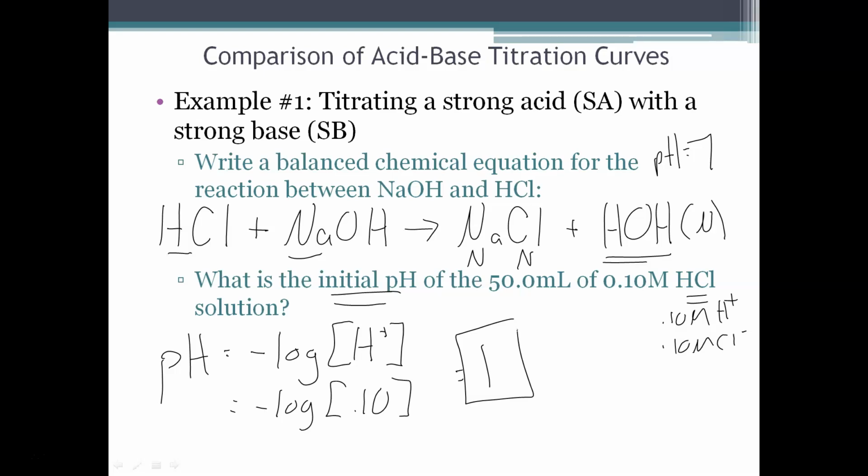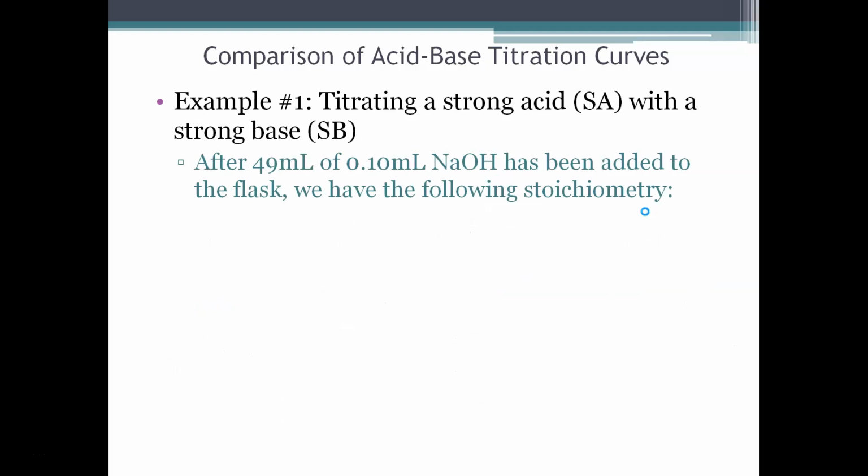Obviously, as we add base to it, our pH is going to go up, because the higher your pH, the more basic it is. As we add sodium hydroxide, we have less hydrochloric acid. We're taking the hydrogen out of solution, and it's combining with hydroxide to make water. That's why our pH will gradually go up as we add a base to it.